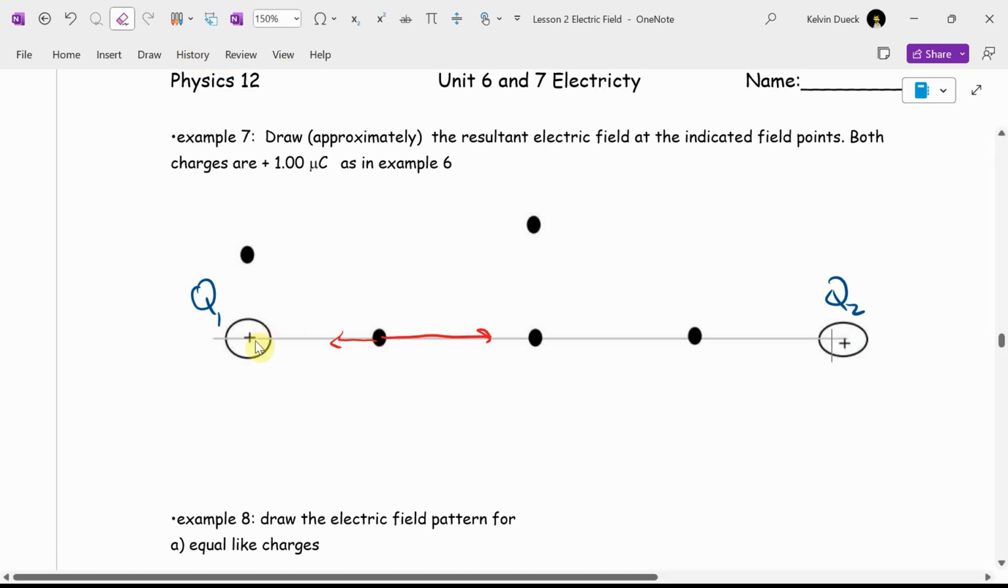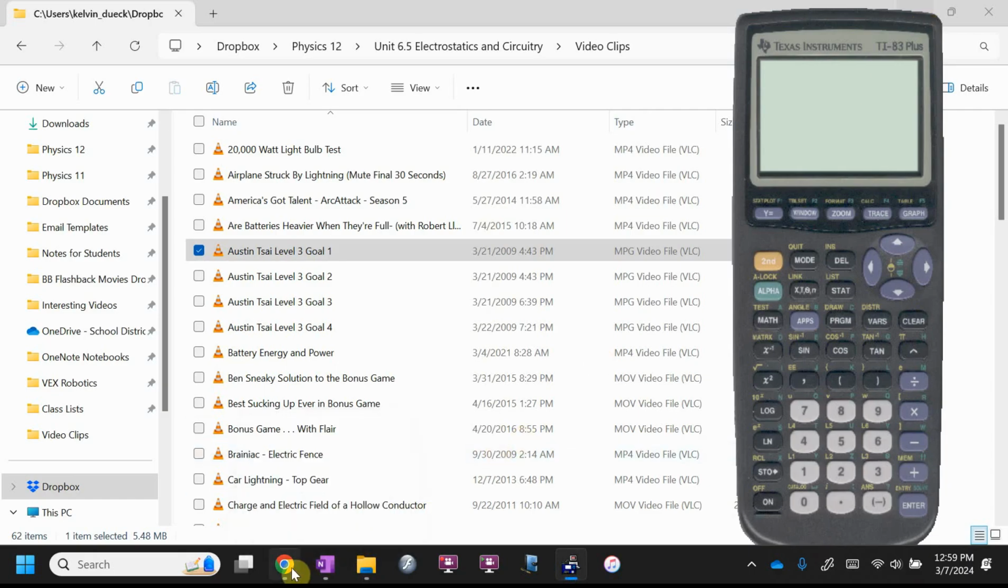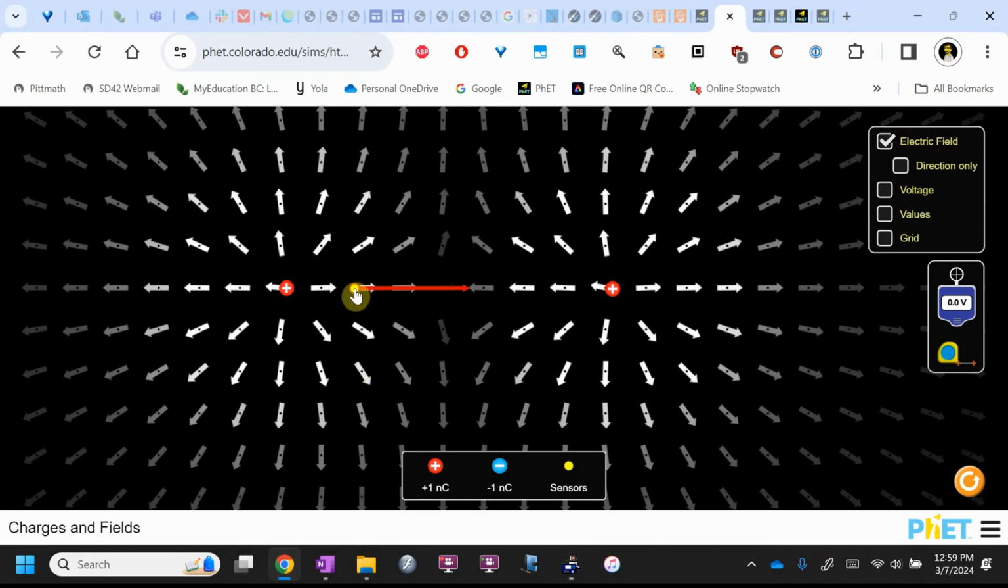Mr. Dueck, wait a minute. You said Q1 and Q2 are the same size. How come Q1 has a stronger electric field? Radius, yeah, we're closer. Okay. So if you have hard right plus little bit left, what's your net result? Still mostly right. So that's why in my sim, I get that. What about over here?